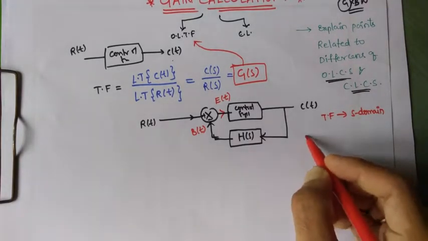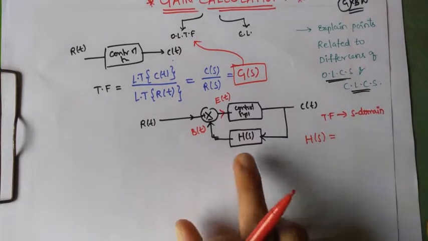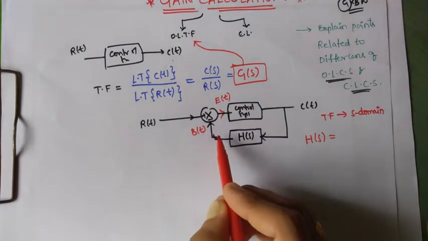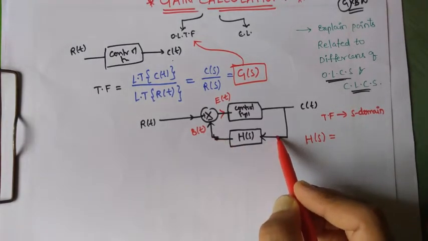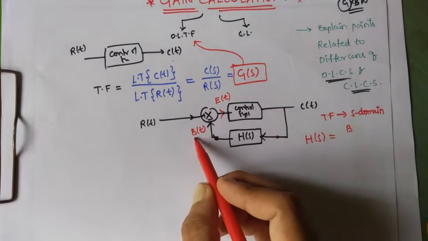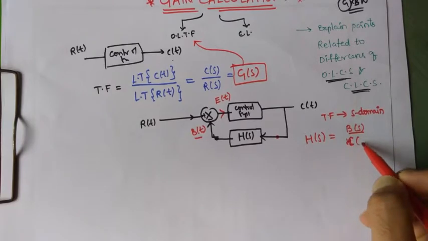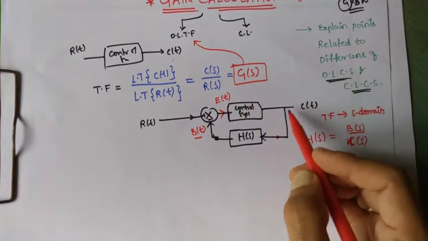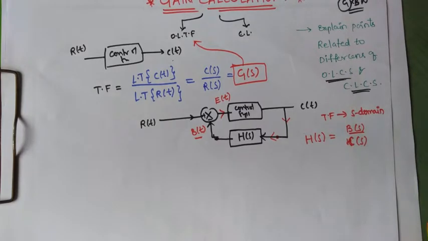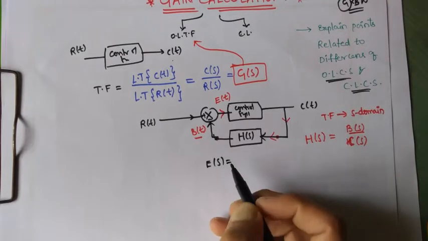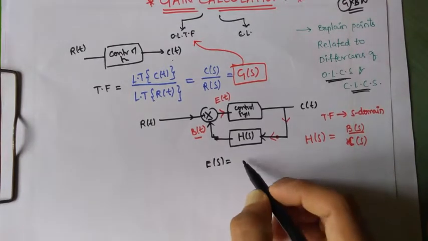So I can write H of s as the transfer function of the feedback network, output by input. As this is the output of this feedback and this is the input of this feedback, it is simply equal to Laplace transform of B of t, that is B of s, by C of s. So this is the input. The output of the total loop is going as the input to the feedback network. So I can write H of s as B of s by C of s. Now here you can write that Laplace transform of E of t, that is E of s, equals R of s minus B of s.